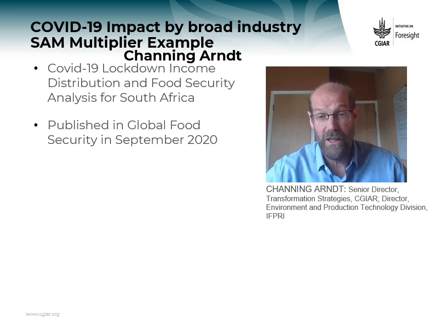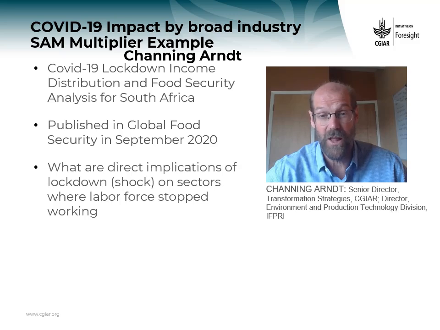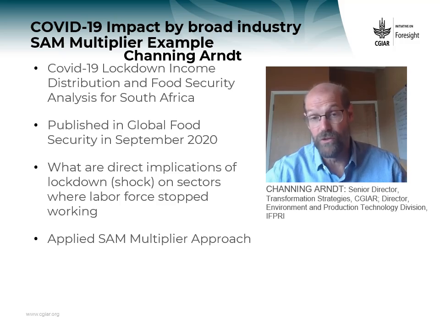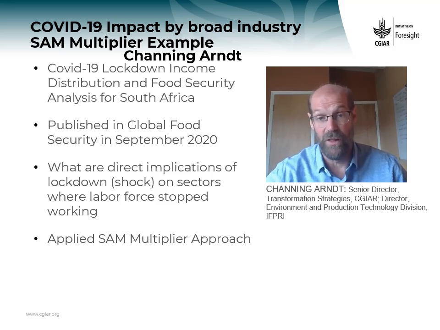We did a simple analysis that looked at what the direct implications of the lockdown are. So we looked at which sectors had workers going home and therefore wouldn't be able to produce. And we concluded that a very simple approach would work well. It's called a SAM multiplier approach, which you'll learn about in this course. With the SAM multiplier approach, we can impose these direct effects of the lockdown.